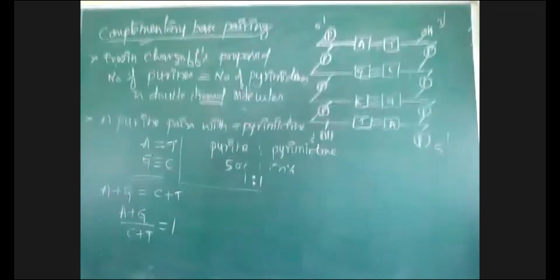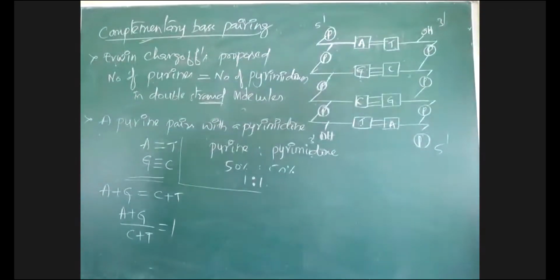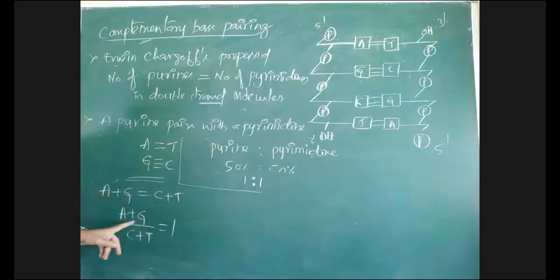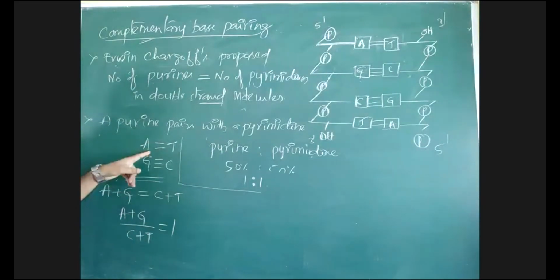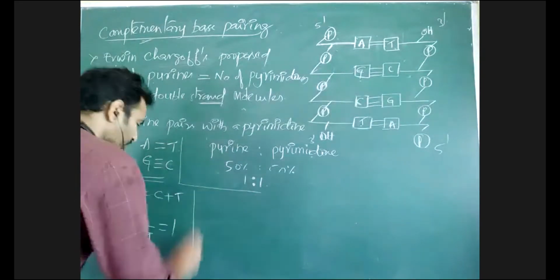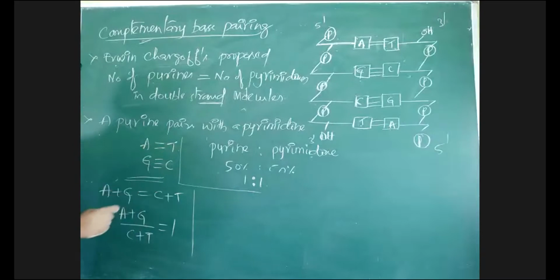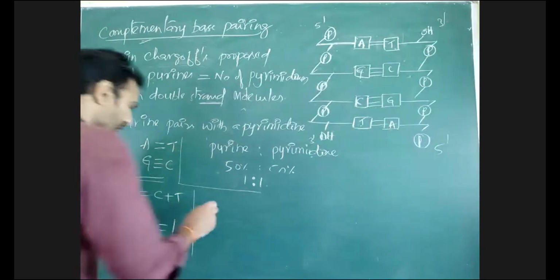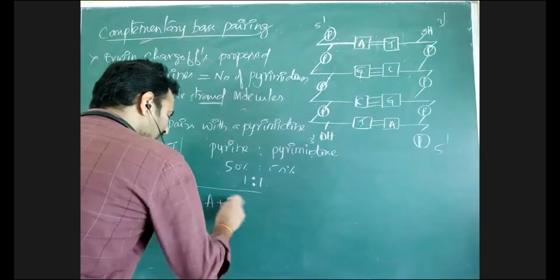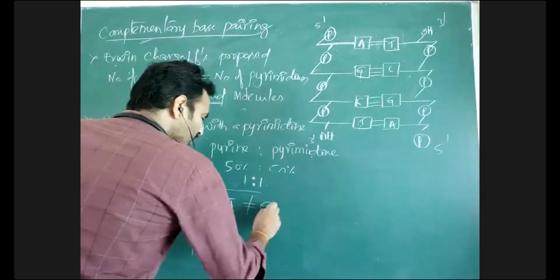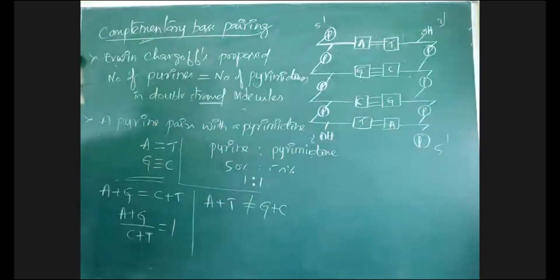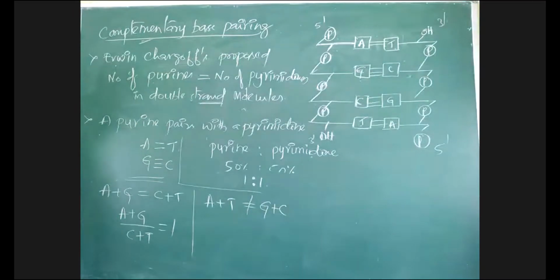And one more expression we can write. In double-stranded DNA, A is always equal to T and G is always equal to C. A should be equal to T, G should be equal to C. But A plus T may not equal G plus C. It may be equal or may not be equal.